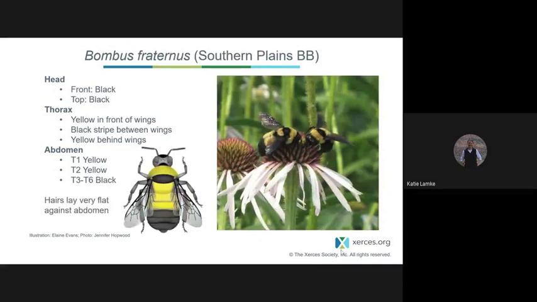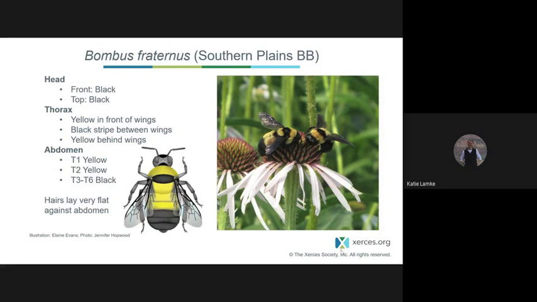The last one that you might confuse pennsylvanicus or auricomis with is Bombus fraternus, or the southern plains bumblebee. And this is a species of greatest conservation need in Nebraska, so data points of this one are going to be important for us to pay attention to. The hairs on the front of the face and the top of the head are black. There's yellow in front of the wings and behind the wings, with a black stripe in between the wings. And then T1 and T2 are yellow.